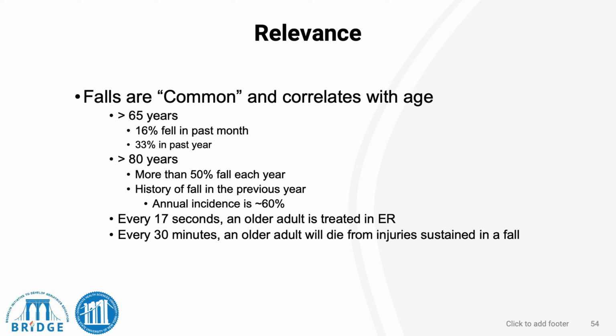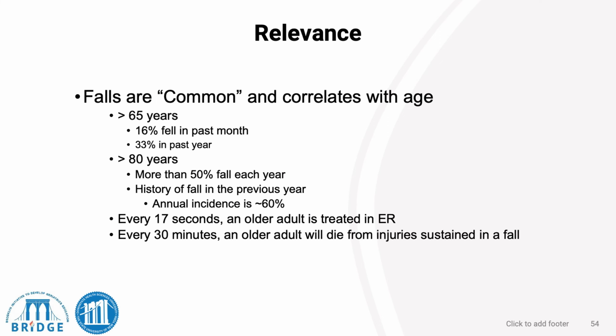In individuals above the age of 65 years, as much as 60% report falling in the past month, and as much as 33% report falling in the past year. In individuals above the age of 80 years old, more than 50% of them report falling each year. If the older adult has a history of falling in the previous year, the annual incidence approaches 60%.